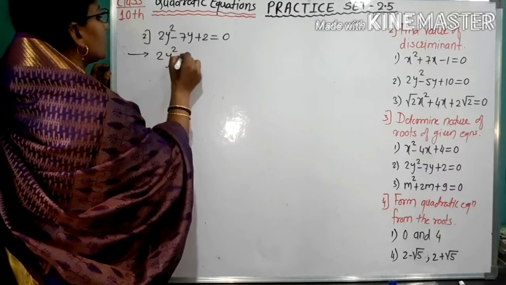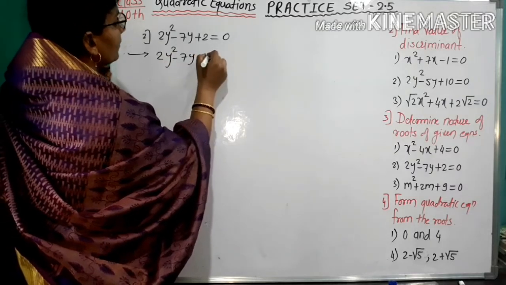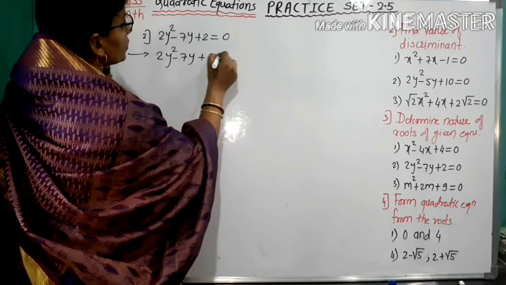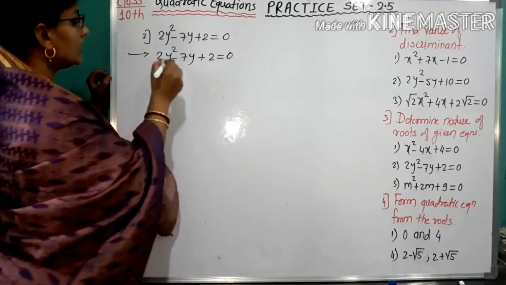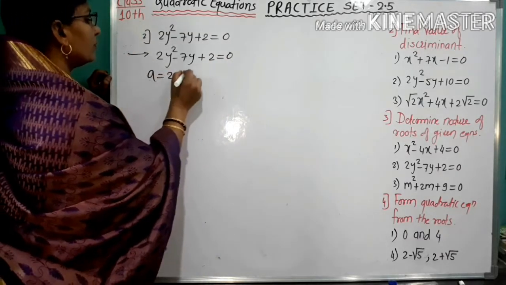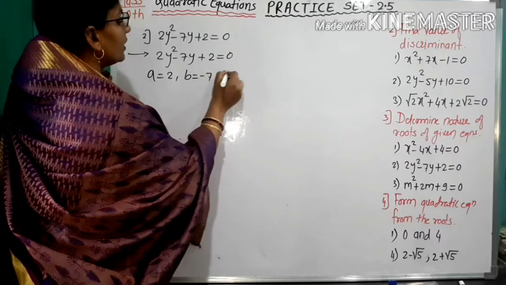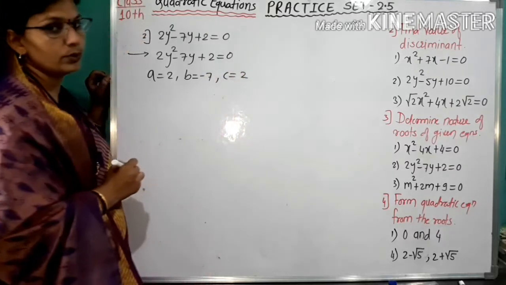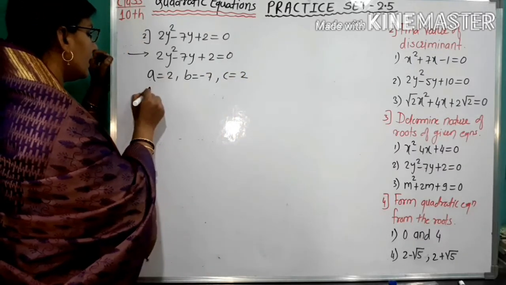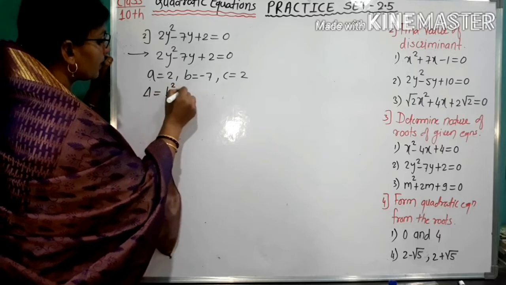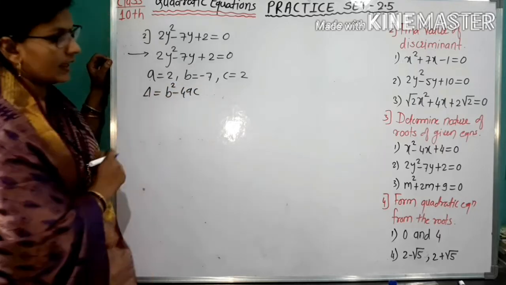This is the given equation 2y square minus 7y plus 2 equal to 0. In this equation a equal to 2, b equal to minus 7 and c equal to 2. Then find the value of delta, b square minus 4ac.